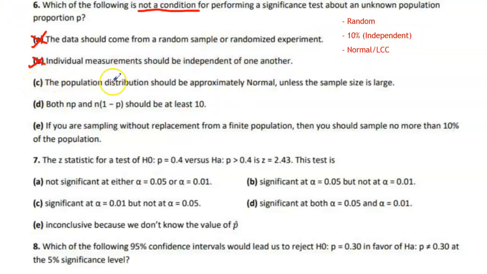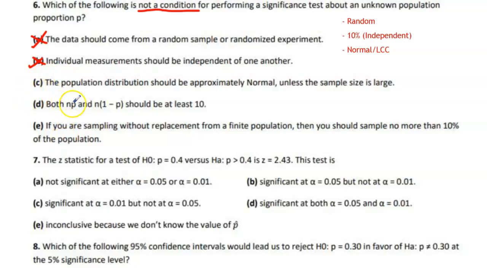Letter C says the population distribution should be approximately normal. Well, we actually don't need that, right? Remember, the population distribution doesn't have to be approximately normal because we're going to get around that by using other conditions, using n times p and n times 1 minus p being at least 10. So this is something that we don't necessarily need.